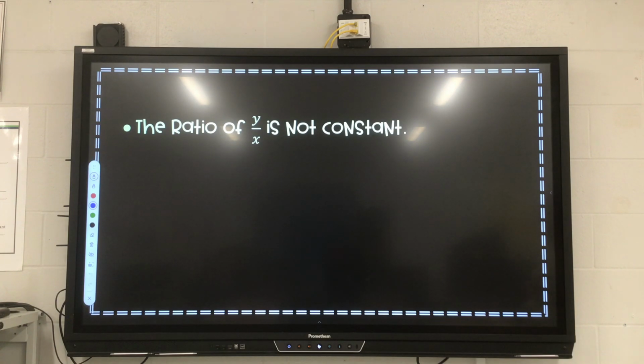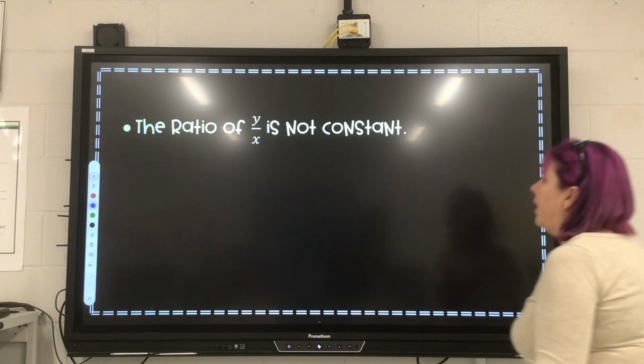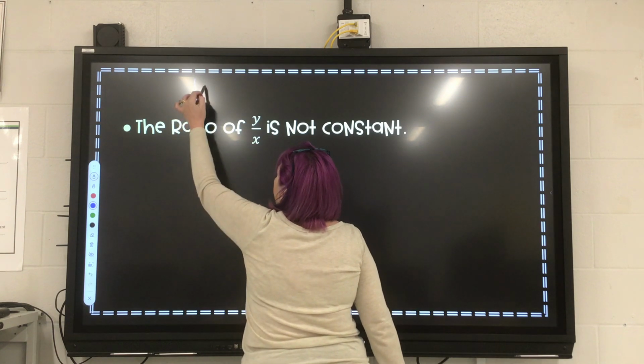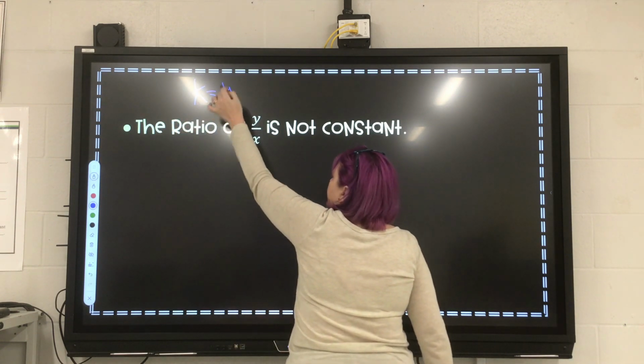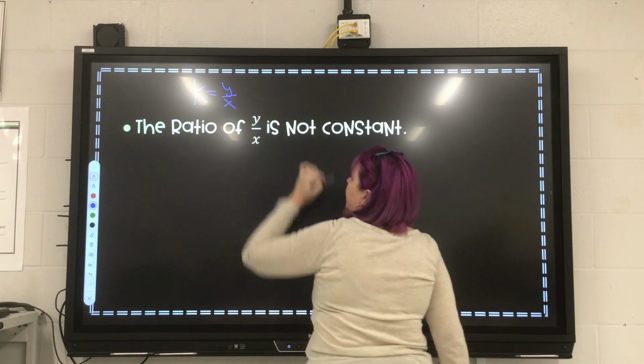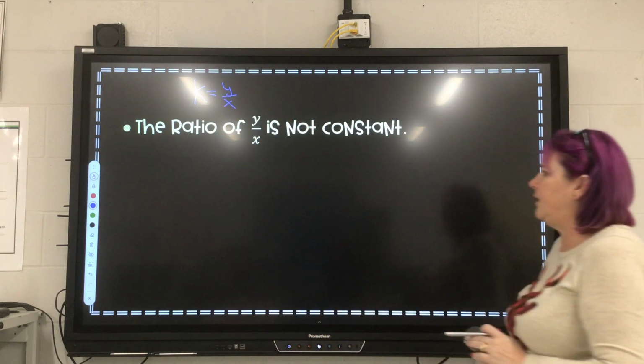And the ratio of y over x is not constant. So last week we did k equals y over x. Okay, this is not going to work because it's not going to give us the same number every time.